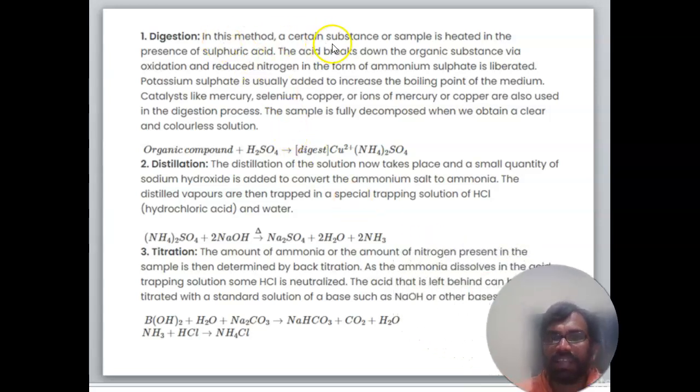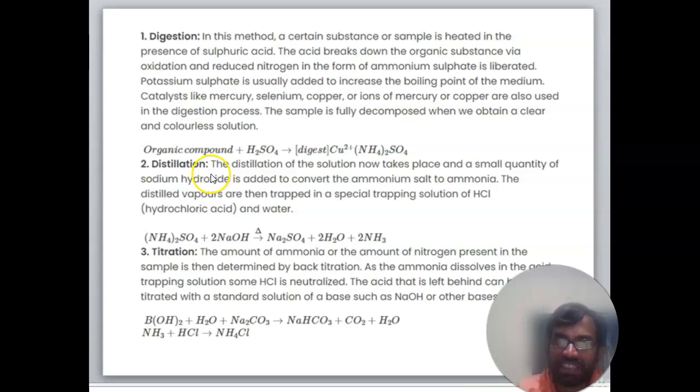In this method, especially in digestion, the sample is heated with sulfuric acid. This sulfuric acid breaks down the organic substance via oxidation and reduces the nitrogen, and ammonium sulfate is liberated. Potassium sulfate is usually added to increase the boiling point. Catalysts like mercury, selenium and copper are also used in the digestion process. The sample is fully decomposed when we obtain a clear or colorless solution. You can see the organic compound digested with sulfuric acid and copper giving ammonium sulfate.